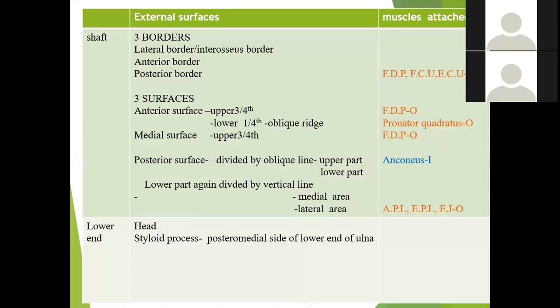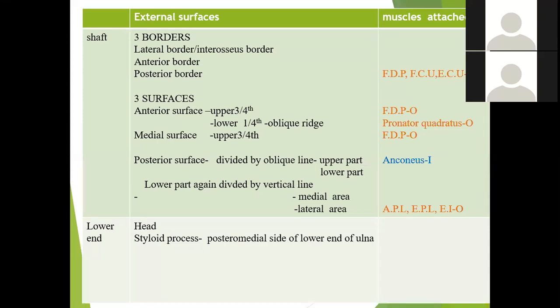Now we can talk about the external features of the ulna, and along with that we will discuss the muscles attached to those features. Both are given parallelly here. This is a long bone, so it has two ends and a shaft. First we can talk about the shaft. For an easy way of studying, we are dividing the features of the shaft into borders and surfaces.